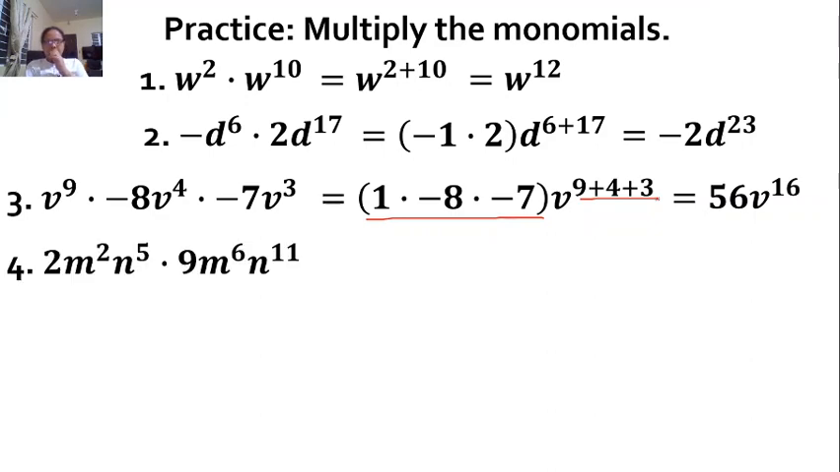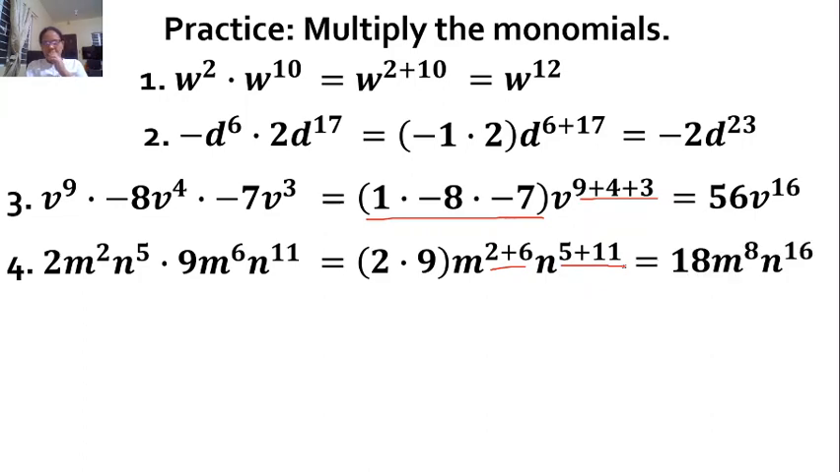For the fourth one, 2m squared n to the fifth times 9m raised to 6 n raised to 11. So multiply 2 and 9, and then add the exponents of m, 2 plus 6. Add the exponents of n, 5 plus 11. So we'll get 18 m raised to 8 n raised to 16.